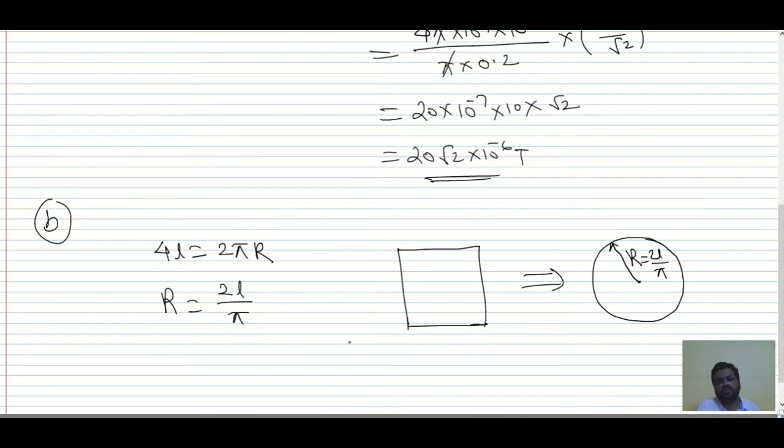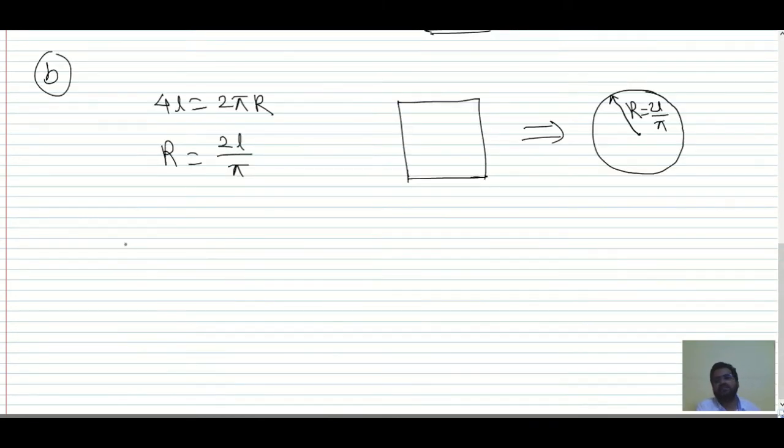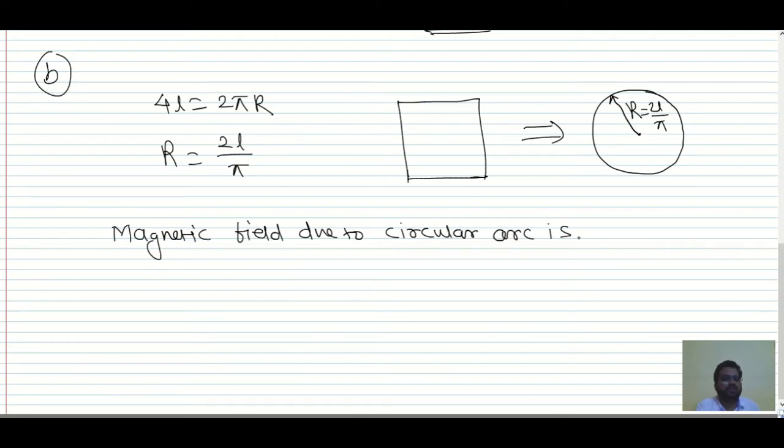Now use the formula. What is the magnetic field due to a circular arc? We have B is equal to mu naught I divided by 4 pi r into alpha. So alpha over here is 2 pi. So mu naught I divided by 2r is the answer.